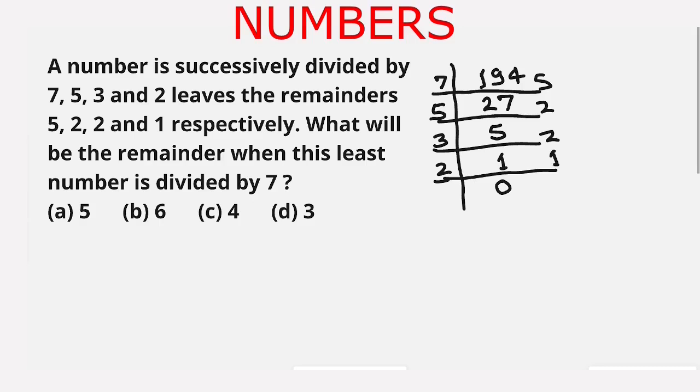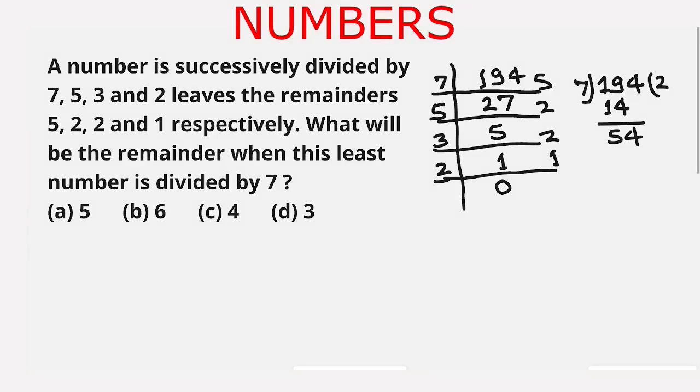Now we have to find the remainder when this number is divided by 7. 7 times 2 is 14. 19 minus 14 is 5. We carry 4. The number becomes 54.